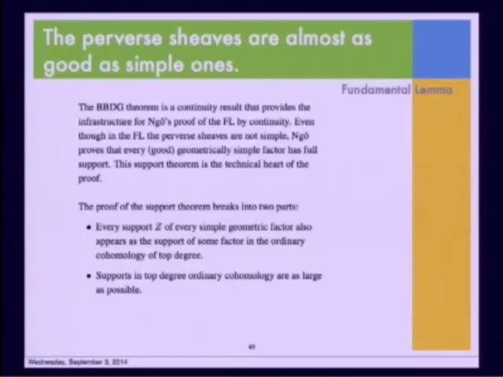And the support theorem breaks into two parts. First, each support Z of every simple geometric factor also appears in the support of some factor in the ordinary cohomology of top degree. And second, the supports in the top degree ordinary cohomology are as large as possible. So he has to prove results about supports.